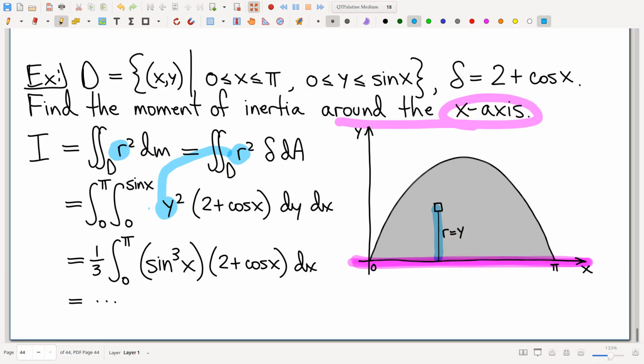Sorry, could you please repeat that part with r equals y? Yeah, so this is the point x comma y. That's x comma y. That means that that's x. And what I'm looking for, the distance to the axis of rotation, is what r is, and it's y. Okay. Good.